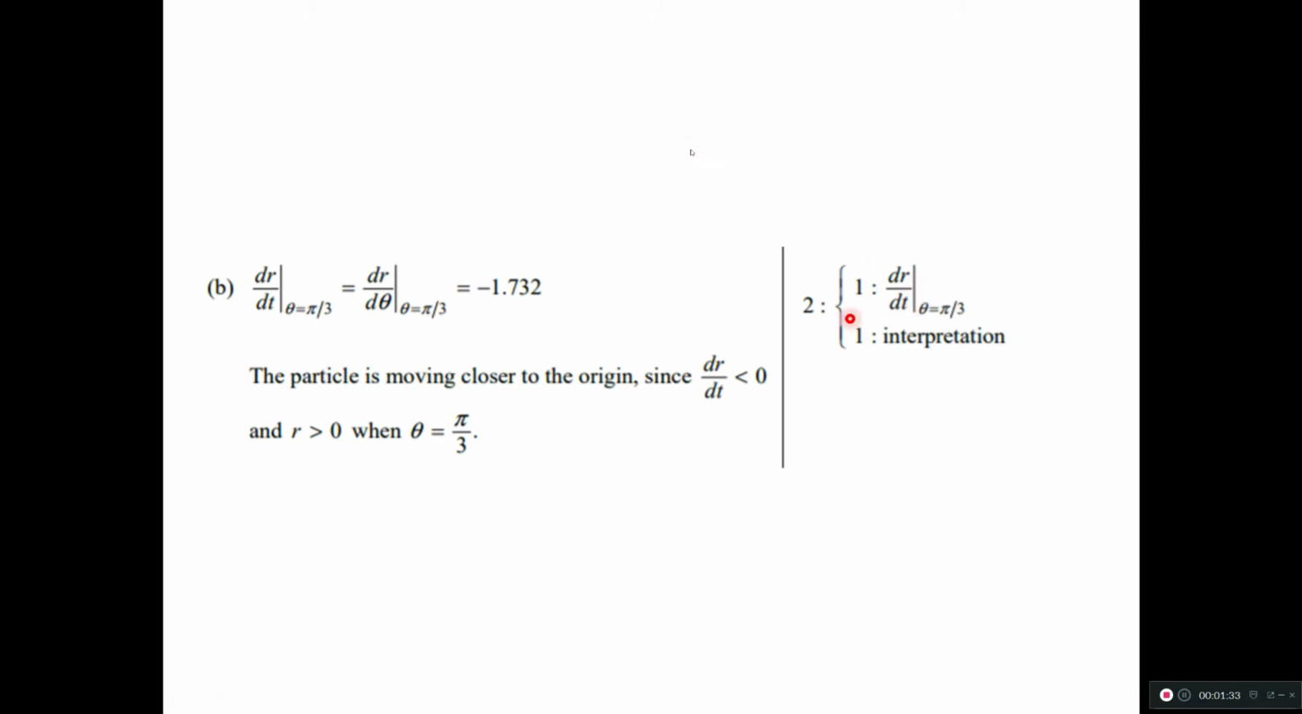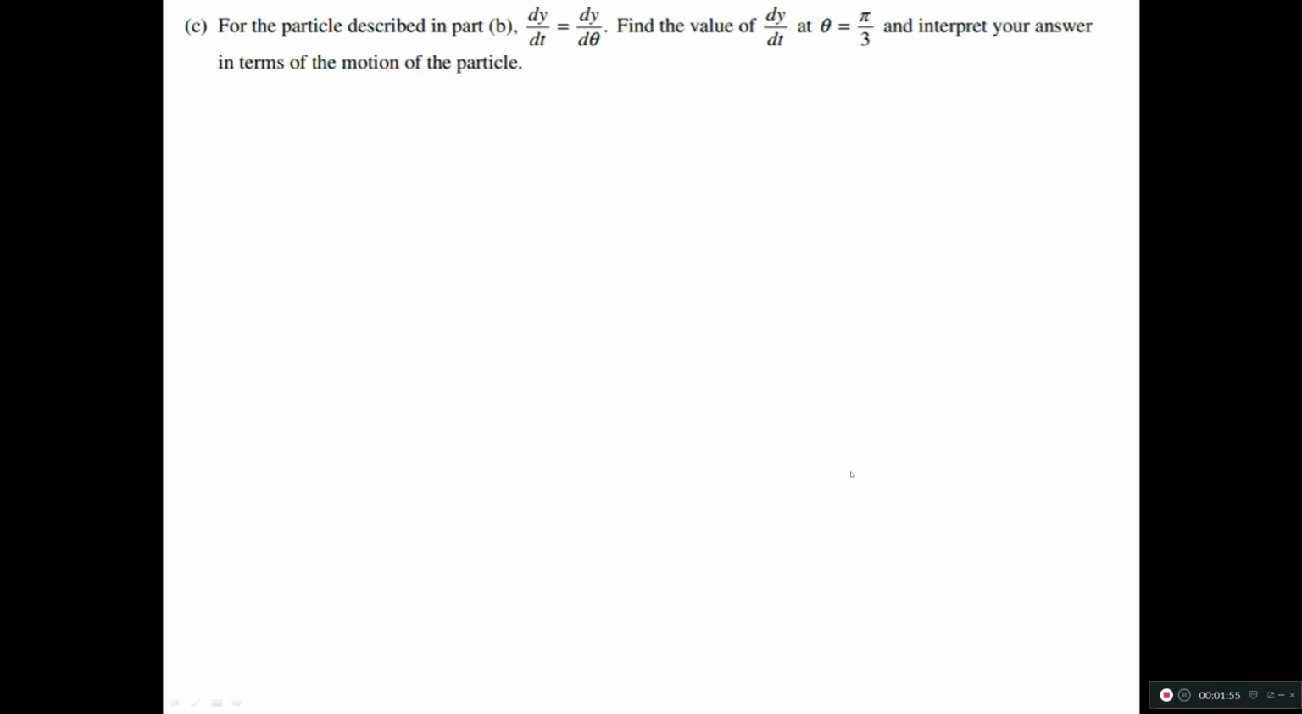Looking at the scoring guidelines, there's only 2 points for this problem. One goes out to the derivative at theta is equal to pi over 3. This is actually just negative root 3. And another goes out for the interpretation, which says that the particle is moving closer to the origin since dr over dt is negative and r is greater than 0 when theta is equal to pi over 3. So again, we got both points.